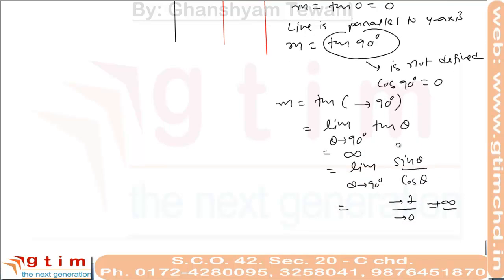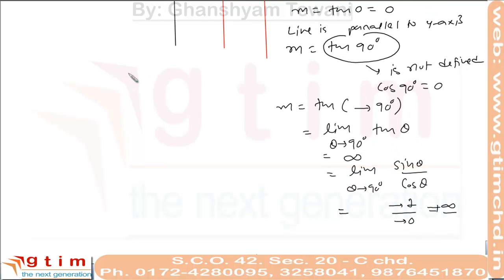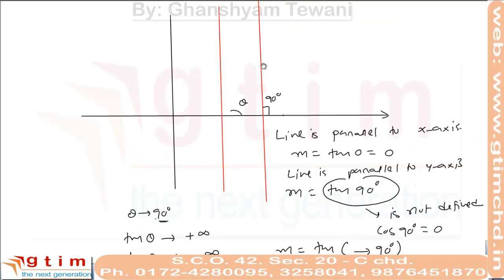We know that when theta is approaching 90 degrees, tan theta is either plus infinity when theta is less than 90 degrees, or tan theta tends to minus infinity when theta is slightly more than 90 degrees. But when the line is perpendicular, conventionally we define slope as plus infinity. That time we consider angle theta not slightly more than 90 but slightly less than 90 degrees.